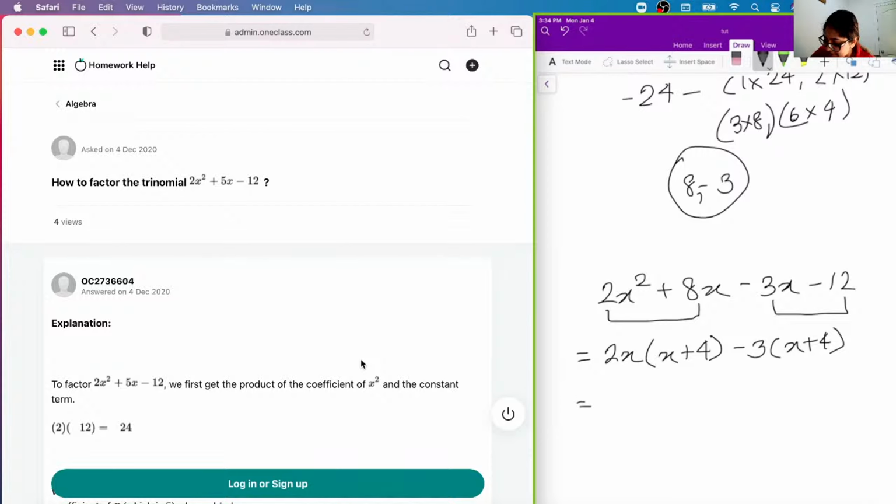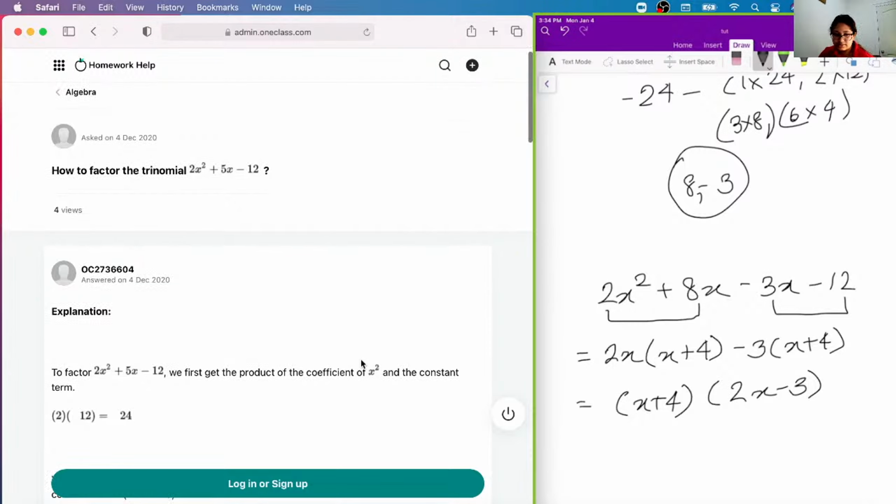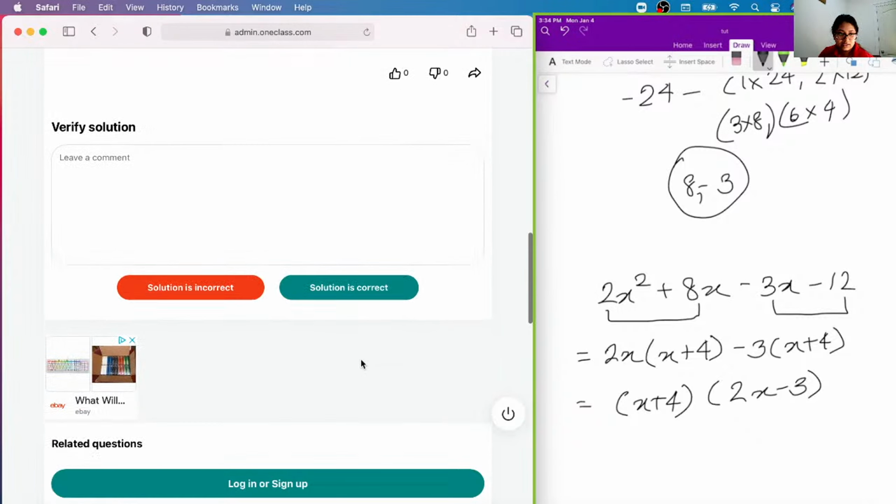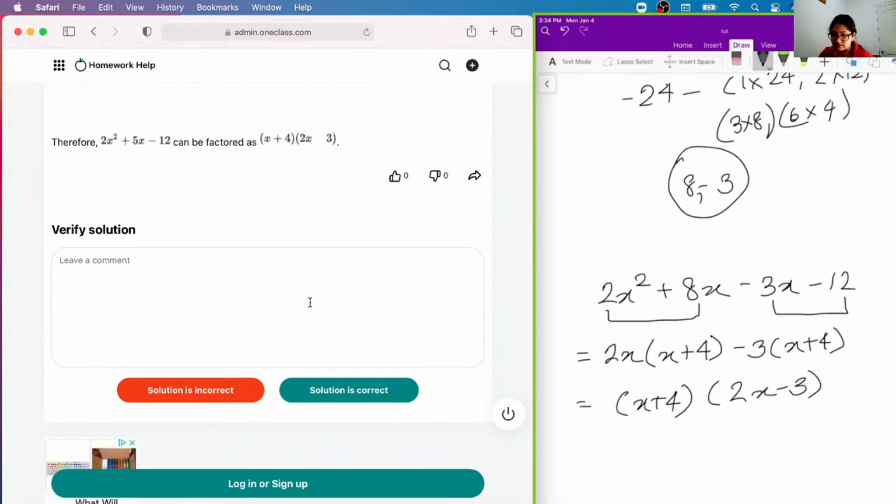Now what we're going to do is combine the like terms. Our first term here would be x plus 4, and our next term here would be 2x minus 3. And so this is how you factor a trinomial. So this would be our answer, and it is correct.